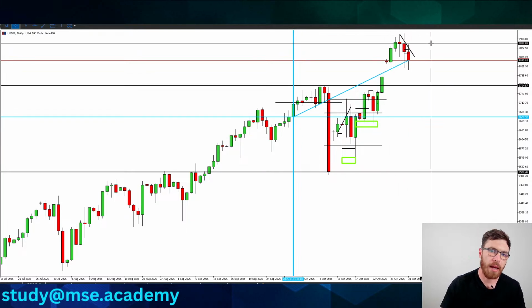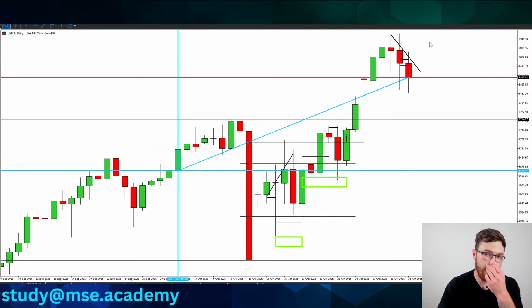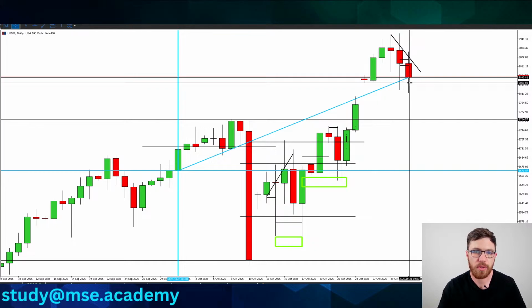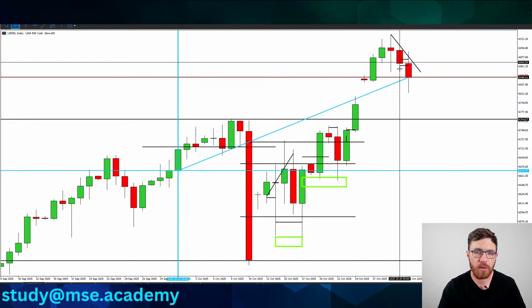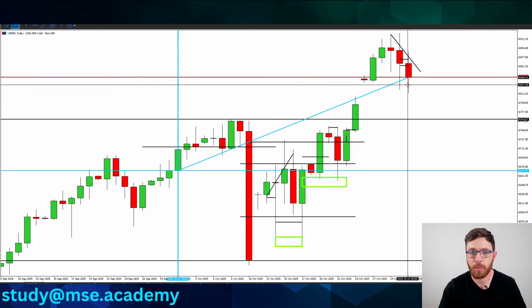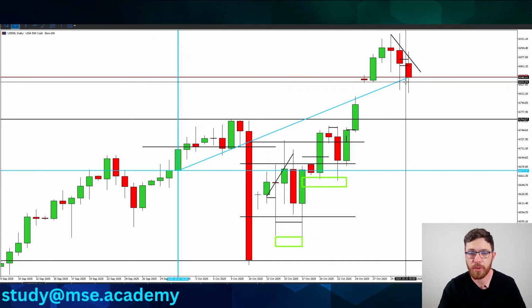So what I am watching carefully is that we've had three very volatile candles on the daily. You can see long wicks to the upside and downside, which is showing that price is rejecting to both areas.